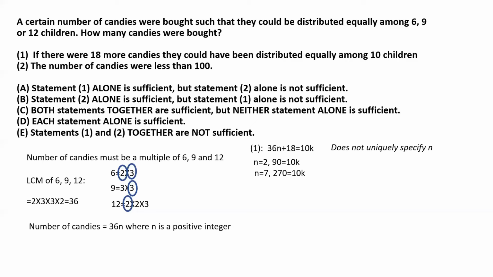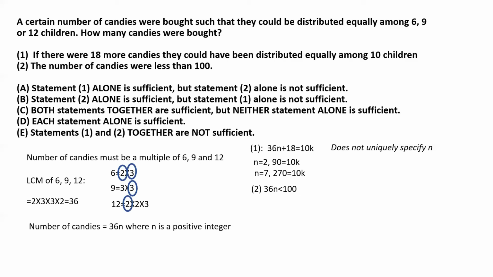So we are indeed looking for a unique value of n to be able to determine a unique number for the number of candies, right? So now let's look at statement 2. Statement 2 states that the number of candies was less than 100. So 36n is less than 100.